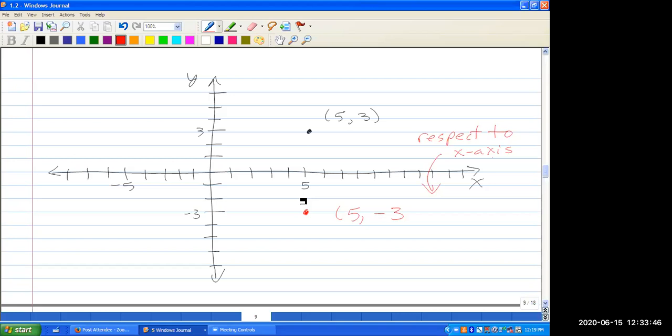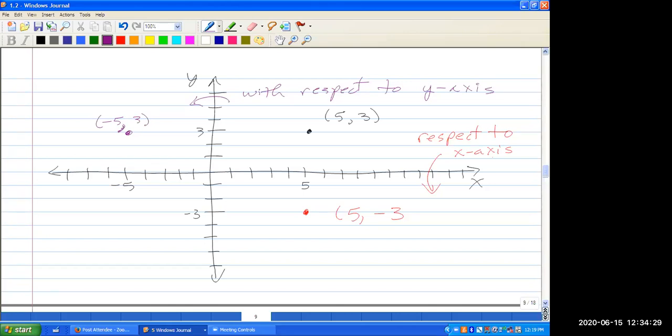Next, maybe purplish. How about that, purplish? So let's flip here and let's do this with respect to the y-axis. So we're going to take this point and flip it on the other side. So you will have the same distance from the point to the y-axis. So this will have coordinates negative 5, 3. Okay.